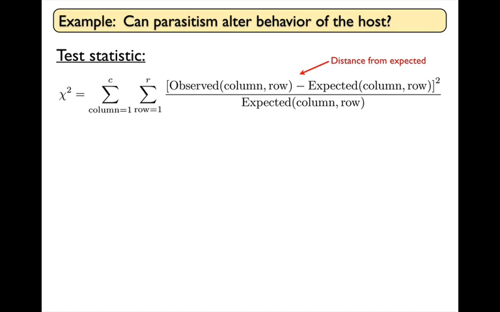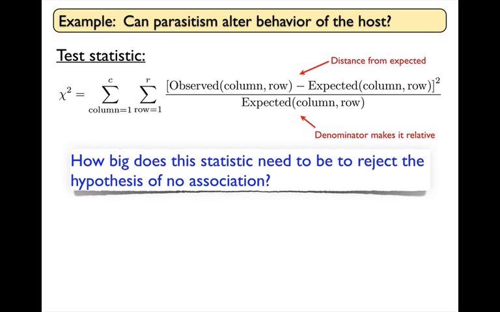It's a relative measurement, so you have to divide it by something. In this case, you're dividing it by the expected, so it's sort of like a relative distance. So you get this number from your data, and then you ask the question, how big does this statistic need to be to reject the hypothesis of no association? The larger it is, the more likely it is we would reject. That's the idea. It's further away from the null.